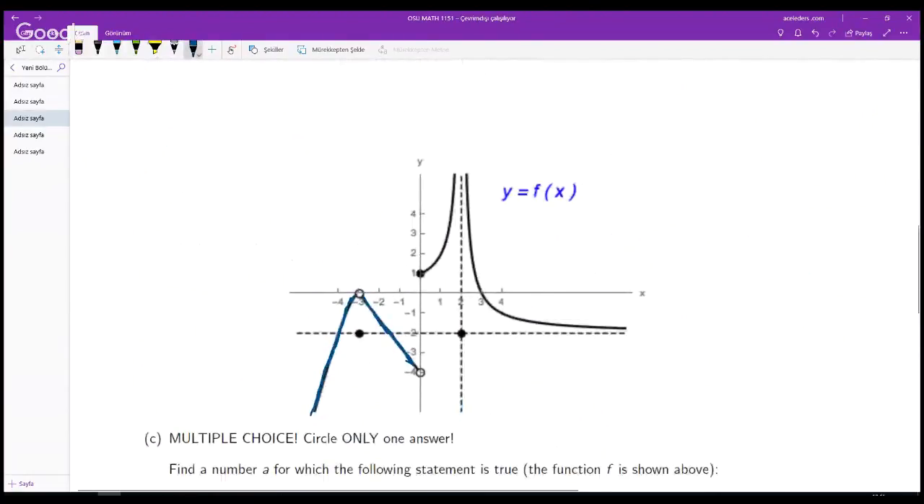So could you please tell me the third one? What is the third interval at which the function is continuous? Please write on the chat panel.